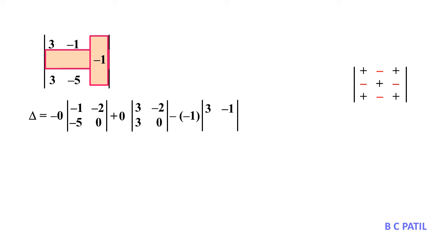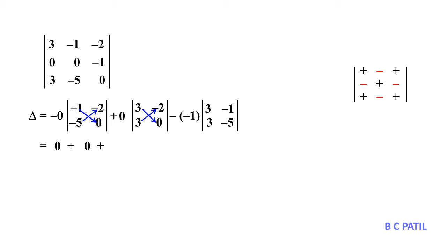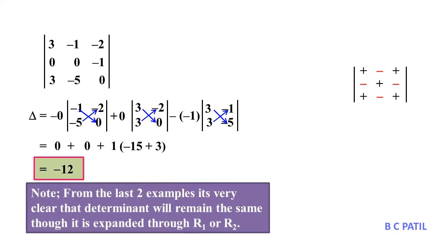determinant of 3 minus 1, 3 minus 5. 0 into anything, 0, plus, again 0 into anything, 0, no need to calculate. Minus of minus 1 is plus 1. Determinant of 3 minus 1, 3, 5, 3 minus 5. That is 1 into minus 15 plus 3. Minus 15 plus 3 value is minus 12.